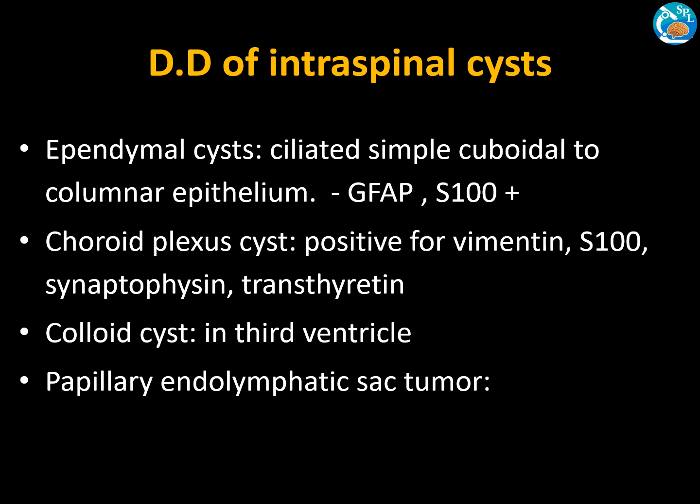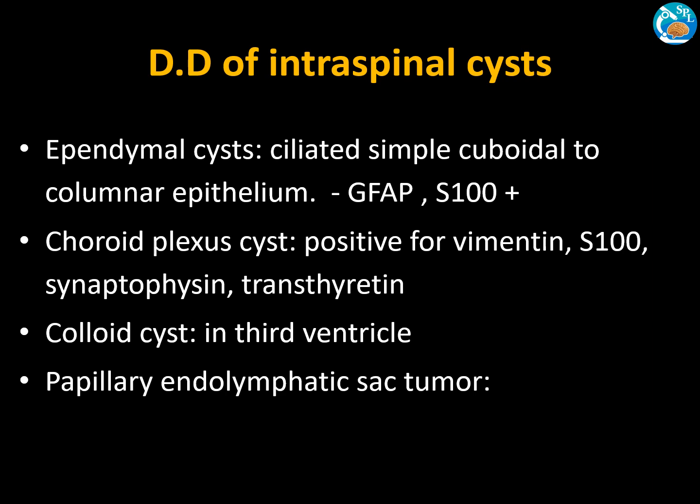Coming to differential diagnosis of spinal cysts. Now, this could be ependymal cyst, epidermoid, or the dermoid cyst. Differentiating neurenteric cysts solely on the basis of light microscopy from other intramedullary or intradural growth may be challenging. The ependymal cysts exhibit similar cellular morphology with ciliated simple cuboidal to columnar epithelium, and these are GFAP and S100 positive. The choroid plexus cyst expresses vimentin, S100, synaptophysin, and transthyretin.